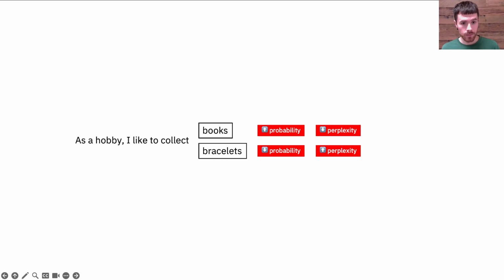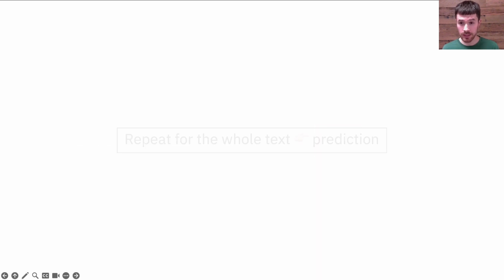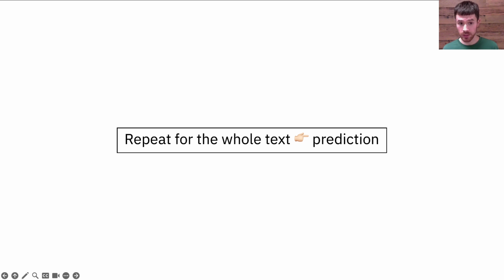In other words, high perplexity means that the text tends to be human written. Low perplexity means that the text tends to be AI generated. If we repeat this idea for the whole text, we get a prediction. So it's just a way of measuring how much the model is surprised when it sees some text. That's how perplexity based detectors work. So I hope you got the idea.